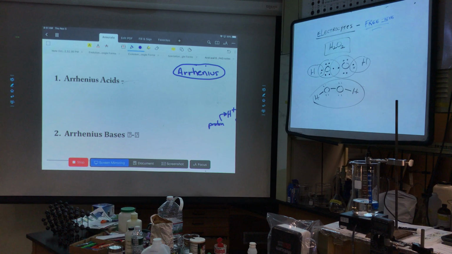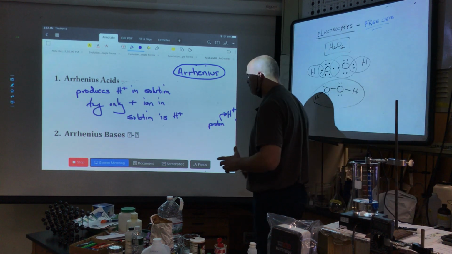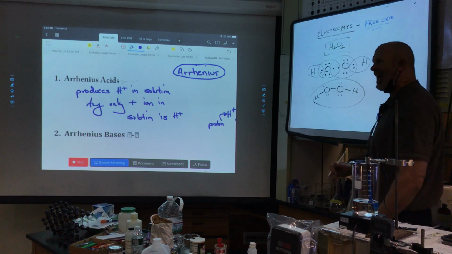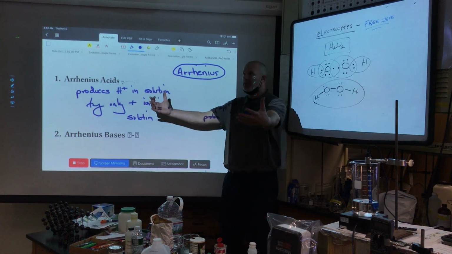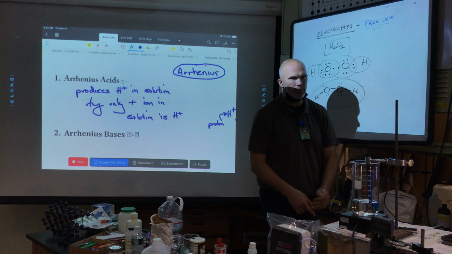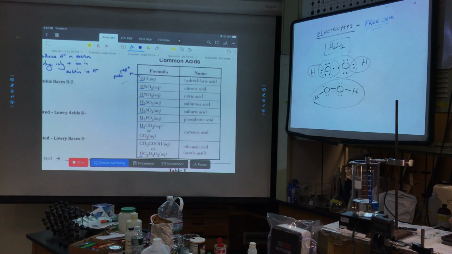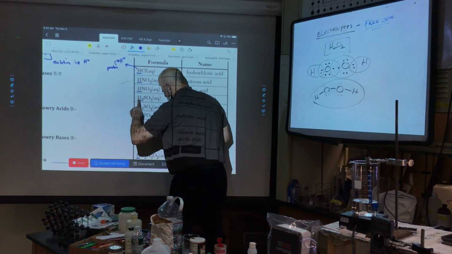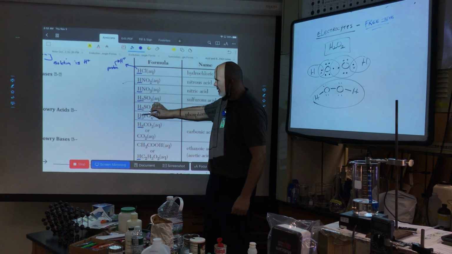So the Arrhenius acid would be an acid that produces H pluses in solution. In fact, they would say the only positive ion in solution is the H plus. So if you're in an acidic solution, you produce H pluses. If you're considered to be an Arrhenius acid, you must have H pluses that can dissociate from the molecule. And clearly, we can see from Table K that they have an H in front that can dissociate. So these are all examples of Arrhenius acids, okay?